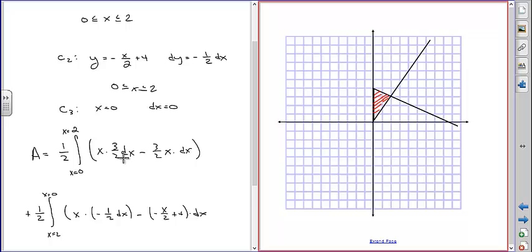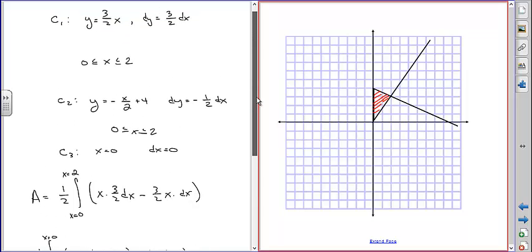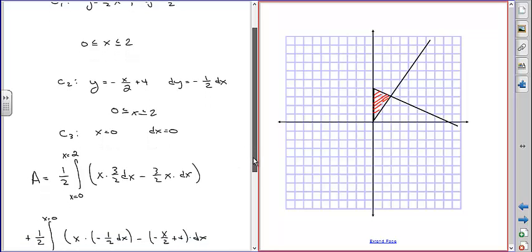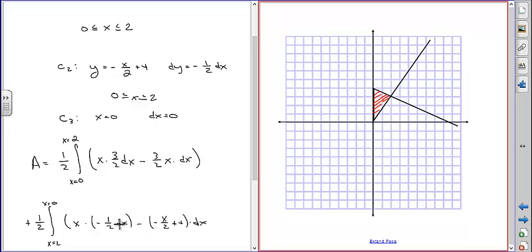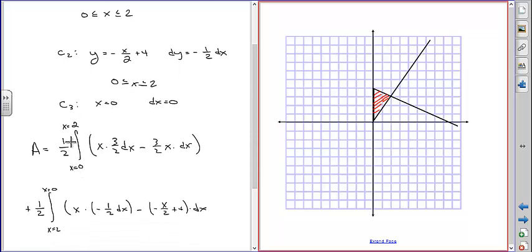So you've got x times dy, which is 3/2 dx, minus y, which is 3/2 x, times dx. What did I do there? x times dy minus y times dx. Okay, yeah, so that's right. And then the next one, you take x times dy, dy is negative 1/2 dx, minus y, which is defined by the curve, times dx. And here you're integrating from x equals 0 to x equals 2, and here from x equals 2 to x equals 0.